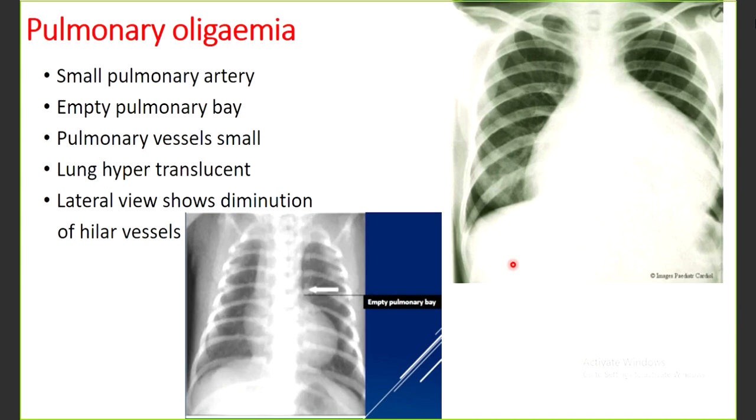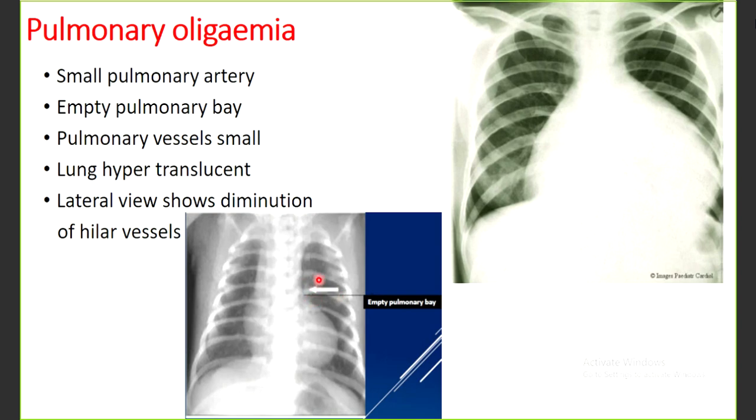Now let us come to another term, pulmonary oligemia. Pulmonary oligemia, as we all know, simply means reduced pulmonary blood flow. There are many findings that support the term pulmonary oligemia. If you look at the pulmonary bay, you can see that there is a very small prominence or almost no prominence, or we use the term empty pulmonary bay, because the proximal main pulmonary artery and the proximal left pulmonary artery are not dilated. We can see that there is an emptiness there.